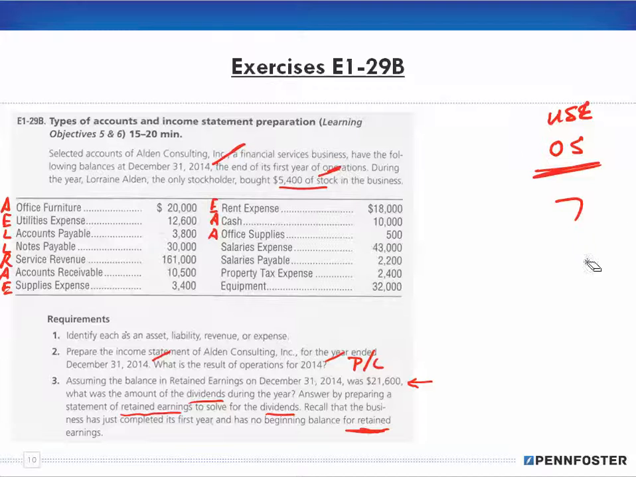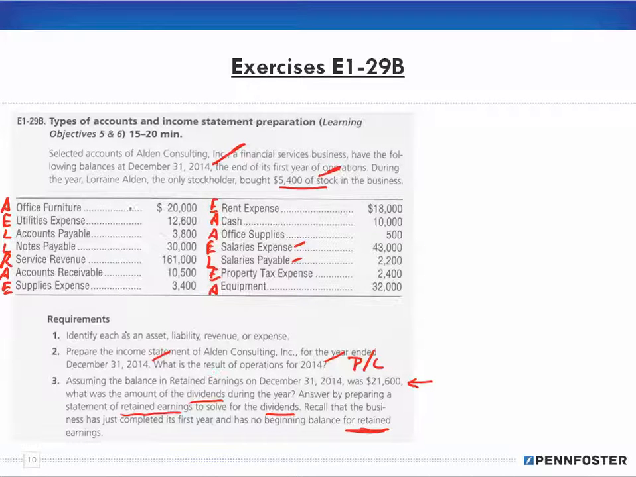All right, let's see here. Okay, so then we have salary expense as an expense. Salaries payable as a liability. Notice the difference here. One says expense, the other one says payable. That's how you determine which one is which. Property tax expense, and equipment is something we own, so that's an asset.